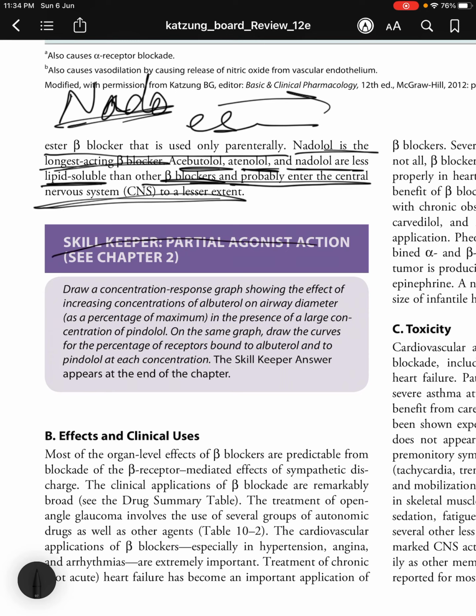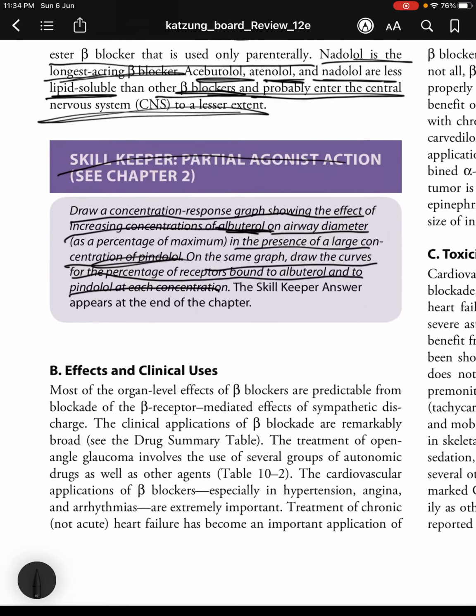Okay, so coming to the skill keeper section, draw a concentration response graph showing the effect of increasing concentrations of albuterol on airway diameter in the presence of a large concentration of pindolol. On the same graph, draw the curves for the percentage of receptors bound to albuterol and pindolol at each concentration. Let's look at that later.